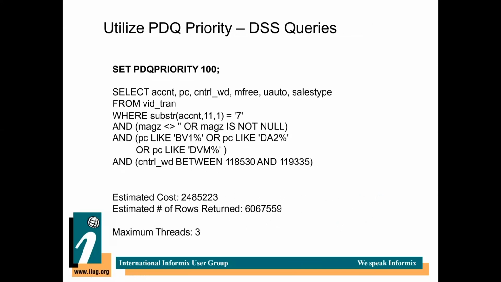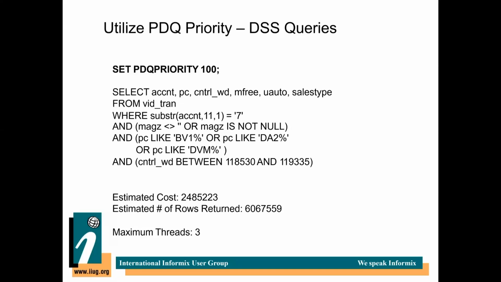Using PDQ priority in DSS type queries. PDQ can be a very powerful feature. You have to make sure that you're running it only on DSS type queries and not OLTP type queries, because if you try to do it on OLTP type queries, you can thrash your database and cause major performance issues. So you really want to use PDQ priority just on large DSS queries, maybe if you're running an HDR server where you're doing large reports on it.